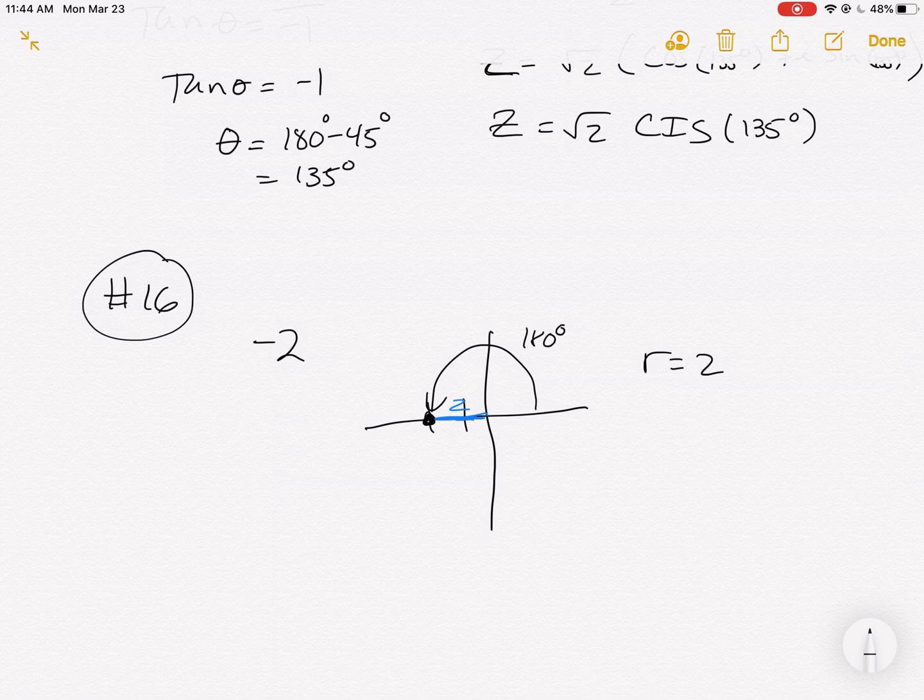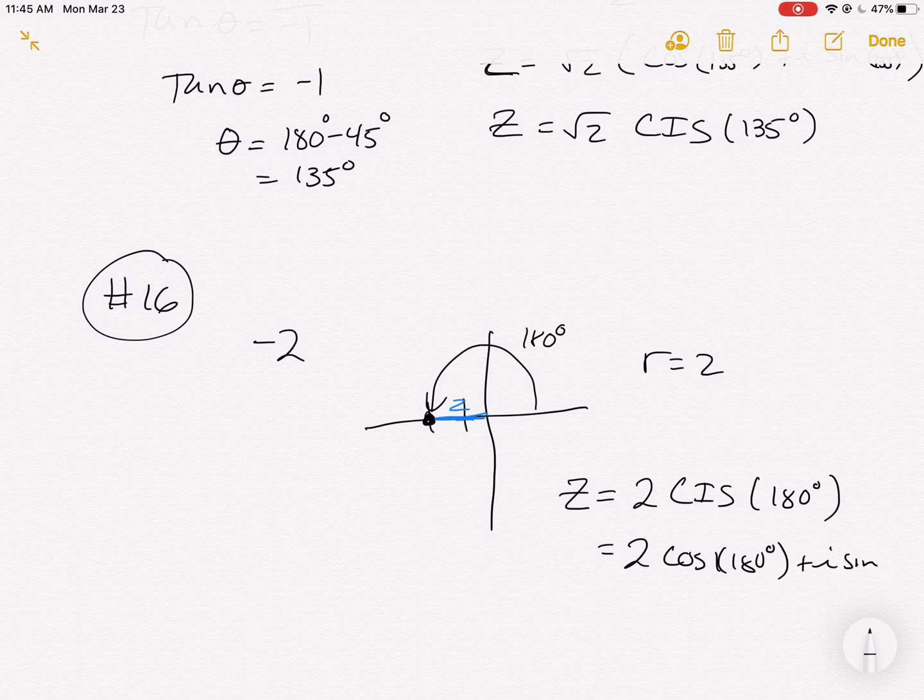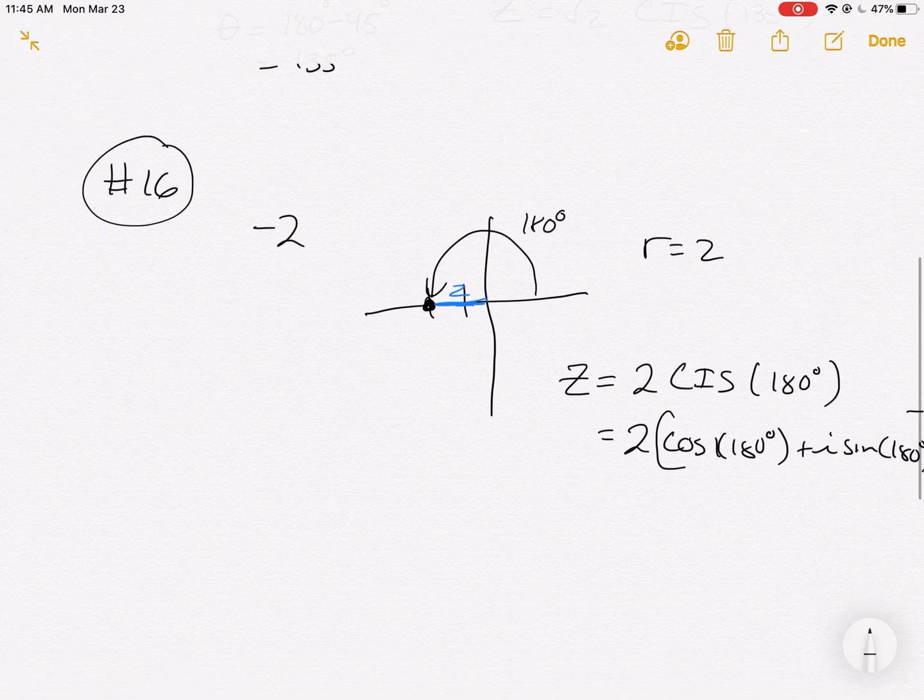So what is our result? Our complex number written in polar form is 2 cis of 180 degrees. Again, what is that? That's 2 cosine of 180 plus i sine of 180, and it's 2 times that whole thing if we write it out like that.